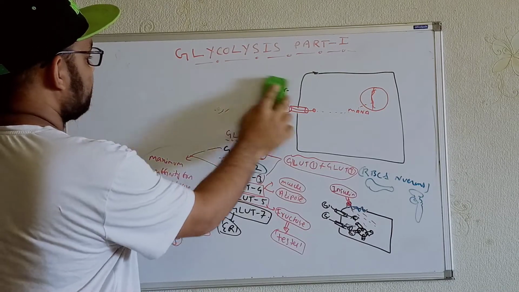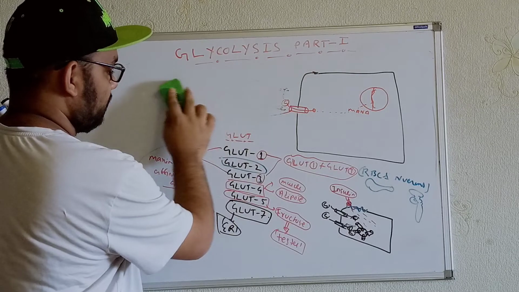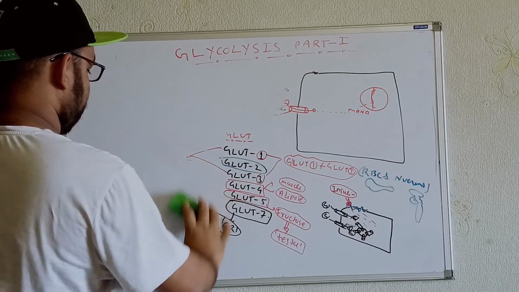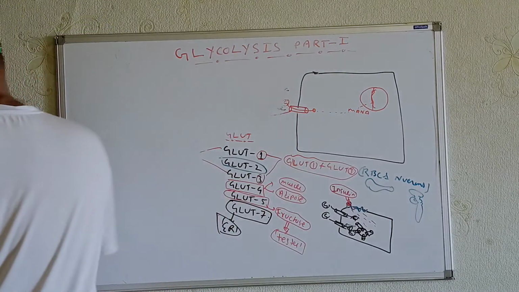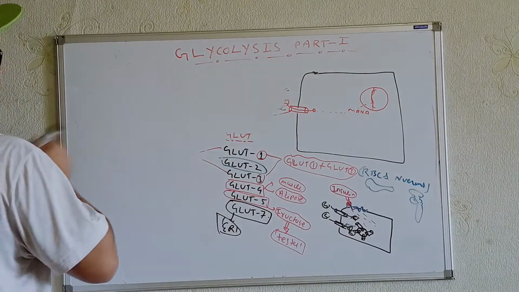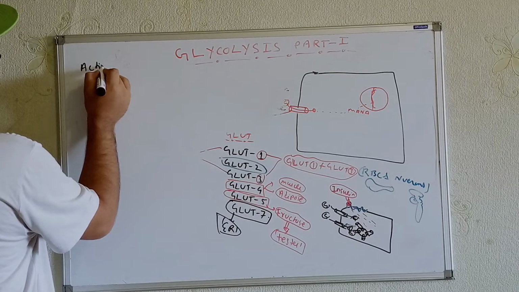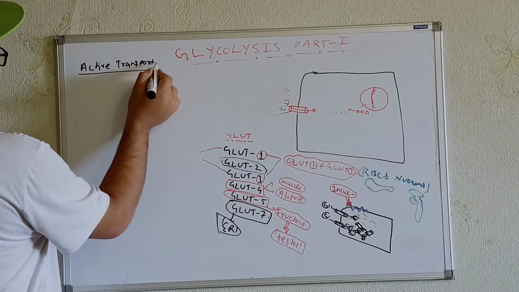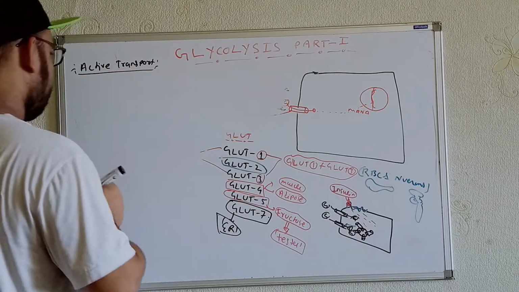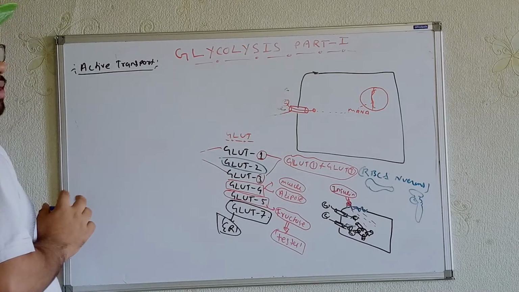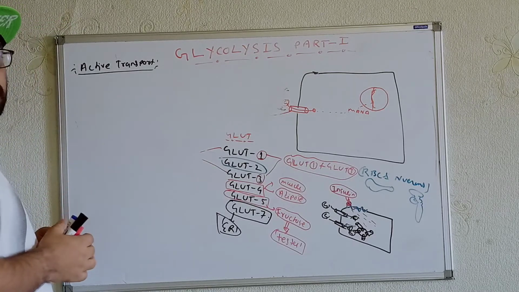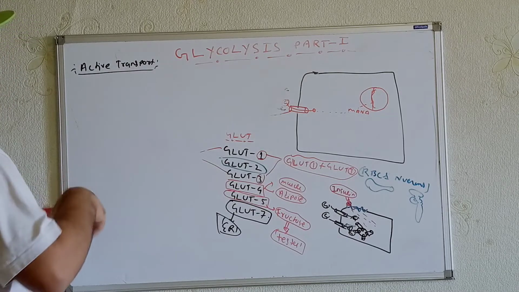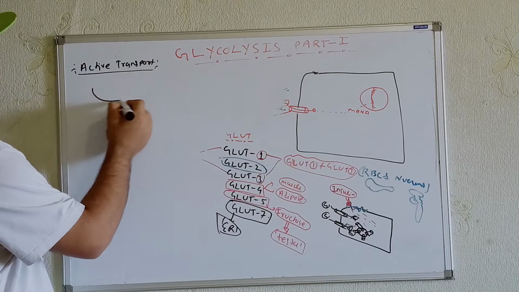Now, in terms of active transport, where do we see it? For this, let me draw a nephron, because basically we will see it within the PCT, the proximal convoluted tubular epithelial cells. For this I need to draw a little bit of the PCT part of the nephron.